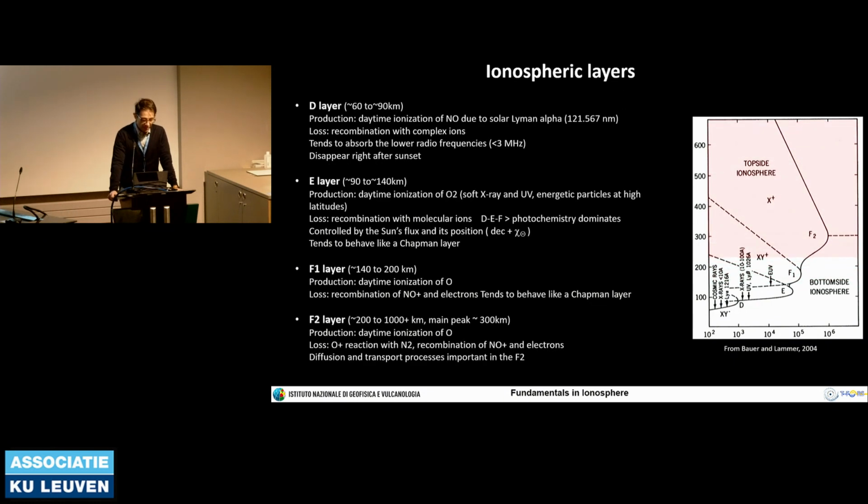And the F2 layer goes up to 1,000 kilometers and more, and has a peak typically at about 300, 350 kilometers. As I mentioned before, the daytime ionization of oxygen is the main production. The loss is the O plus reaction with N2 and recombination of NO plus and electrons. And it is also significantly affected by transport and diffusion processes, which make the F layer deviate from the ideal behavior of a Chapman layer.